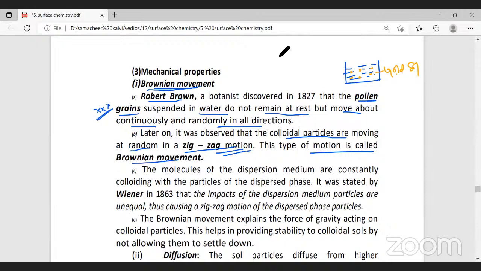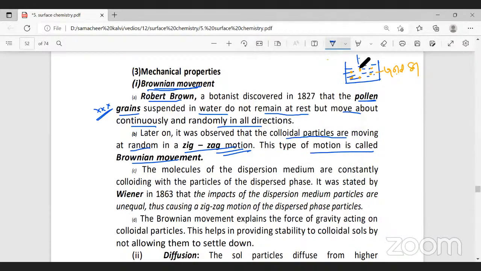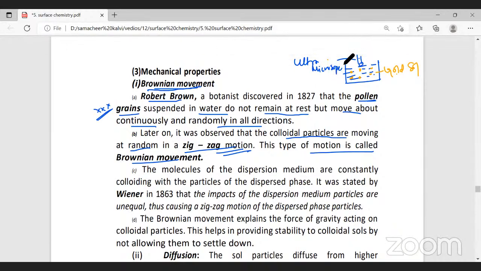This can be observed using an ultramicroscope. This ultramicroscope is a microscope which has high resolving power. It can see very small particles. Therefore, it's called an ultramicroscope. This ultramicroscope was discovered by Zsigmondy.